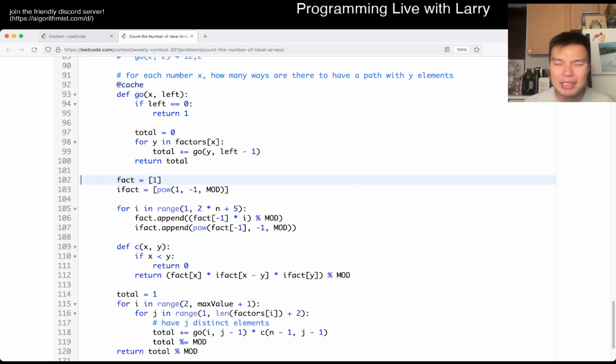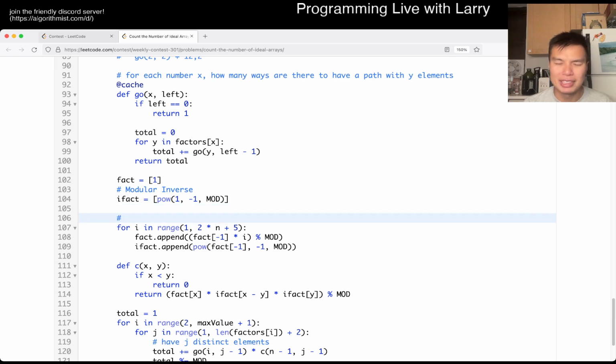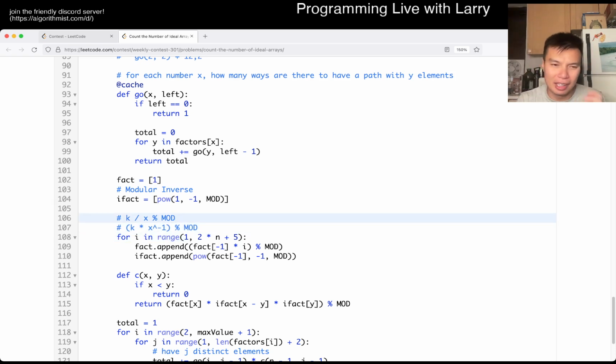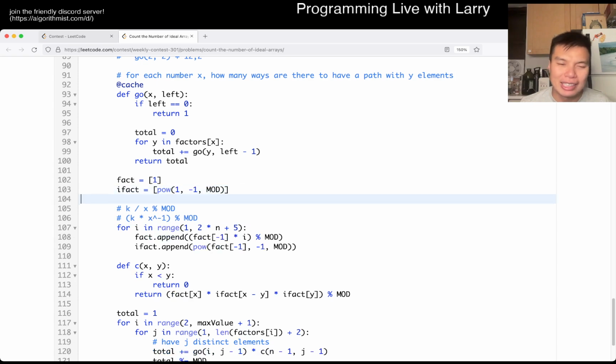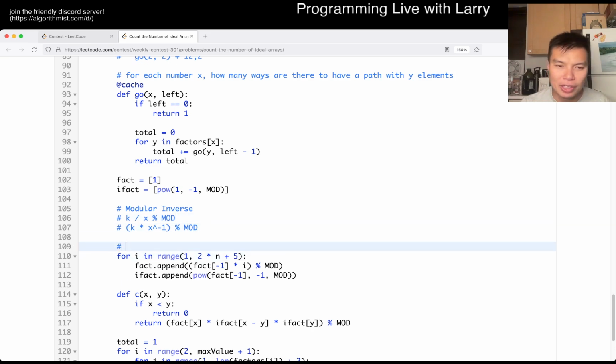And modular inverse, I'm not going to get into in a little bit, but it basically lets us do, for example, 1 over x. Let's say we have k over x and we don't want to mod it by some mod, right? This is the same as k times the modular inverse under mod, assuming that this is an integer. That's basically the idea. I'm obviously hand wavy and a little bit quick on this one, but definitely look it up.